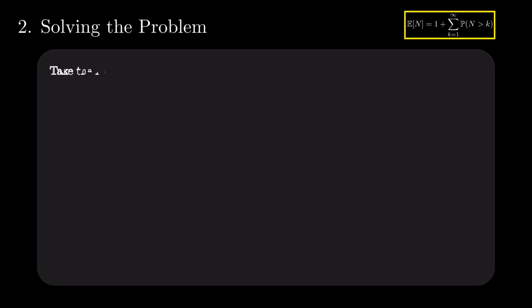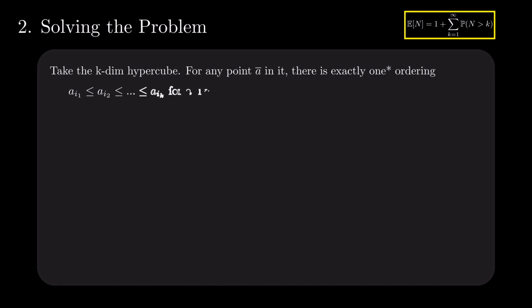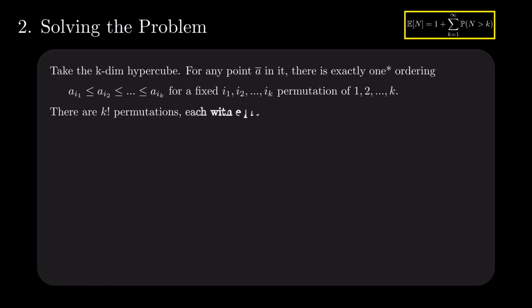Take the k-dimensional hypercube. For any point, there is exactly one, up to some equalities, ordering of its elements. In this case, i1, i2, i3, and so on, is a permutation of 1, 2, up to k, of which there are k factorial, all equally likely. Each set containing all points with elements in one particular order has the same volume. Naturally, this is a trivial observation, the proof of which is left to the viewers. Given that the sets are disjoint, the sum of their volumes must be 1.